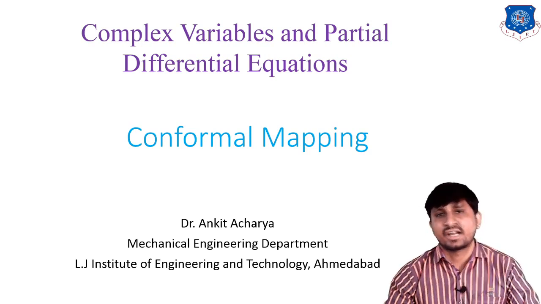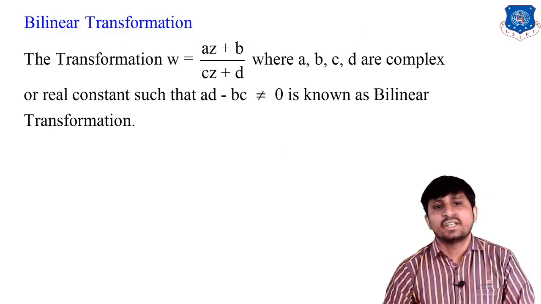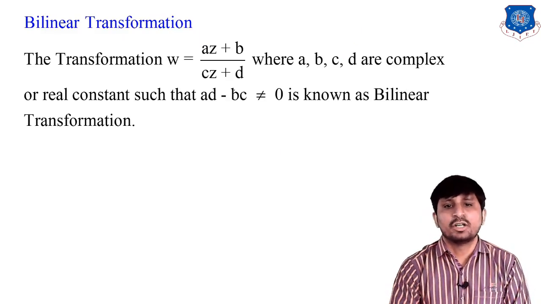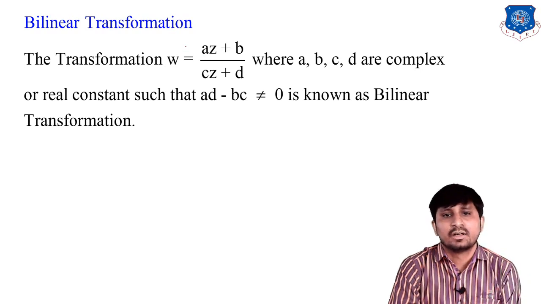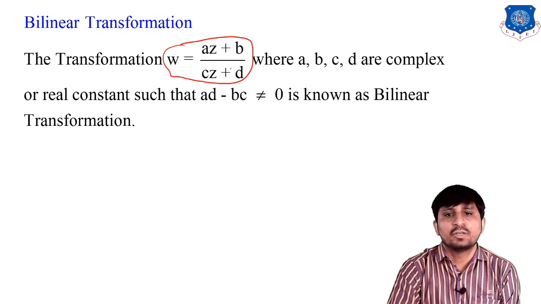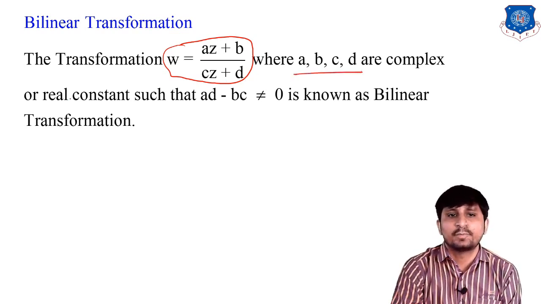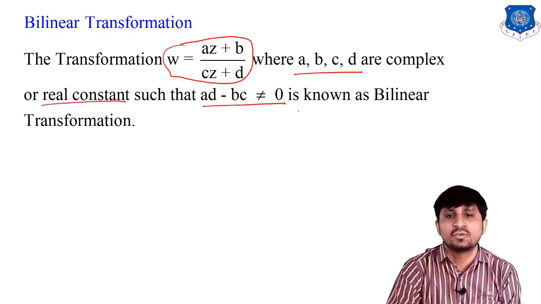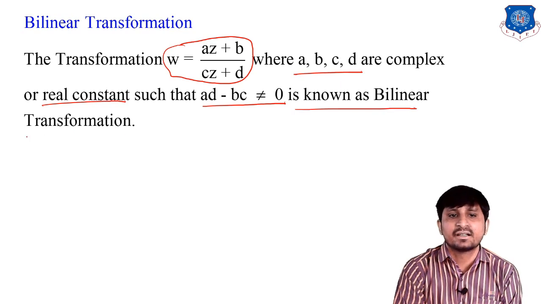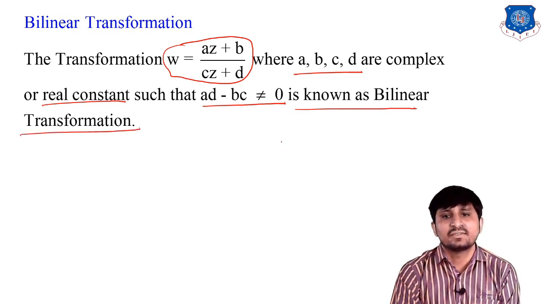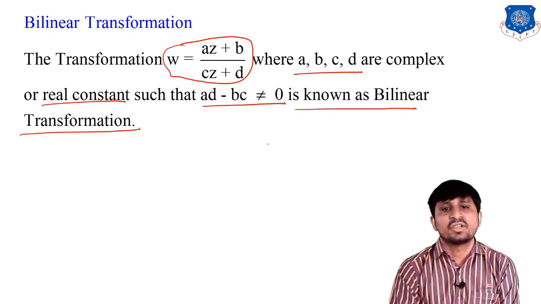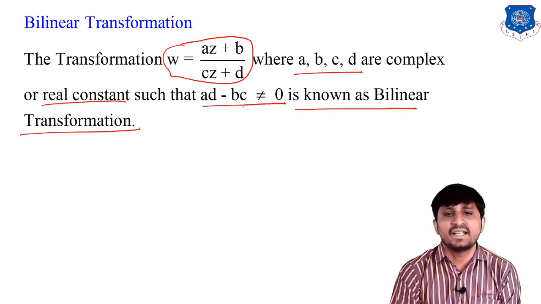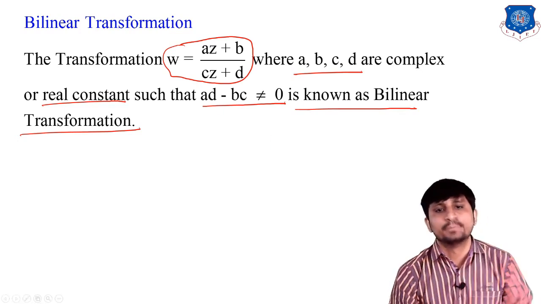Let's start. Here is the definition: the transformation W equal to (AZ plus B) upon (CZ plus D), where A, B, C, D are complex or real constants such that AD minus BC is not equal to 0, is known as a bilinear transformation. So the condition AD minus BC not equal to 0 is very important.